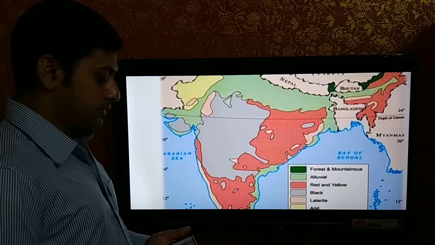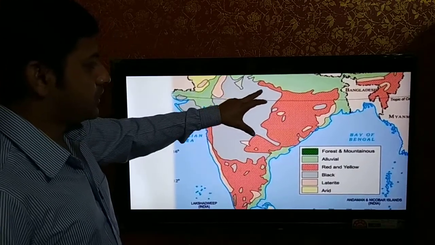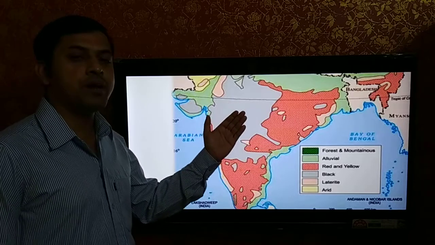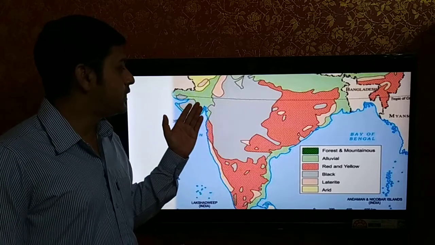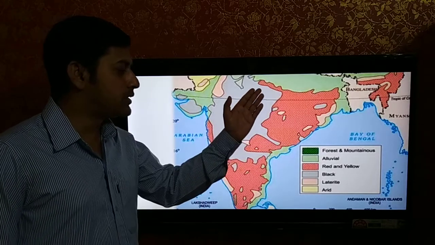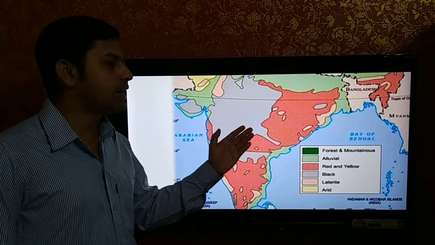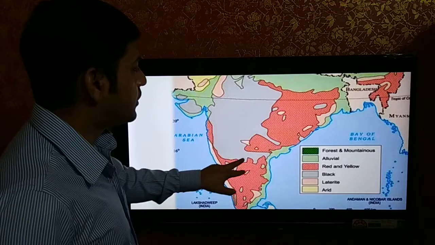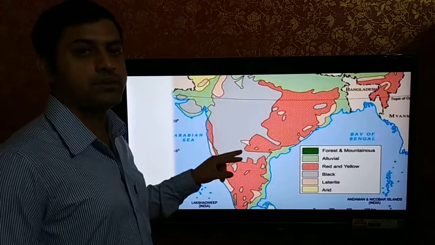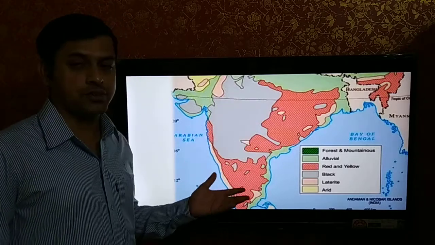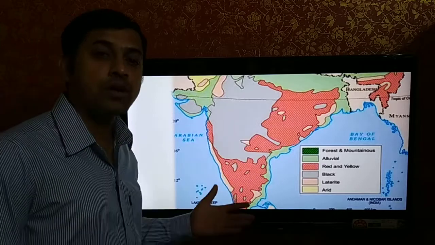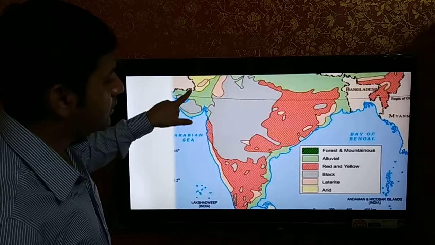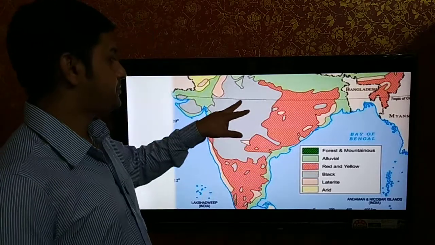The third one is the black soil. Black soil is found in the maximum part of Maharashtra, some parts of Gujarat, Madhya Pradesh, Karnataka, Telangana. So the South Indian Deccan tract is covered by black soil, and black soil is very important for cotton cultivation also. So you will just mark this area for the black soil.